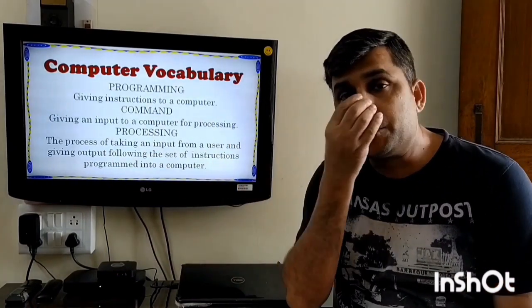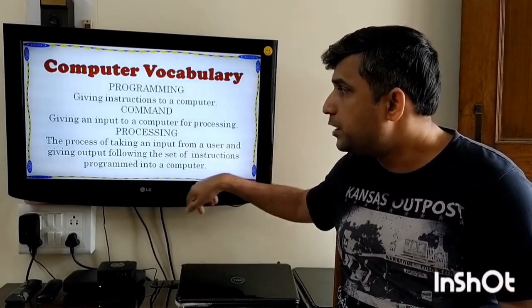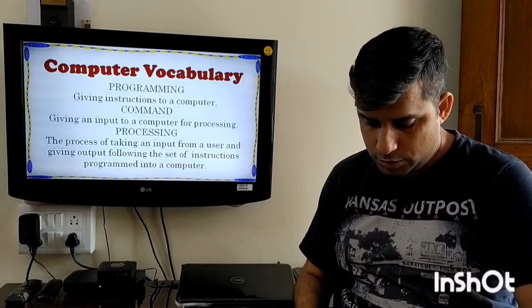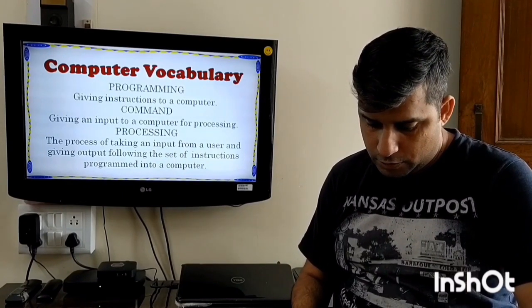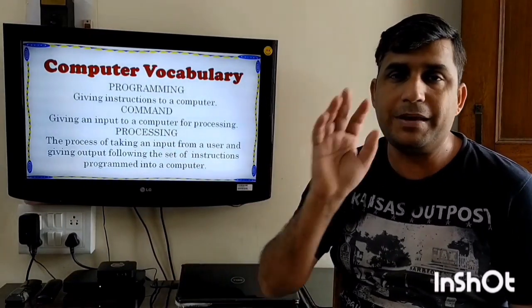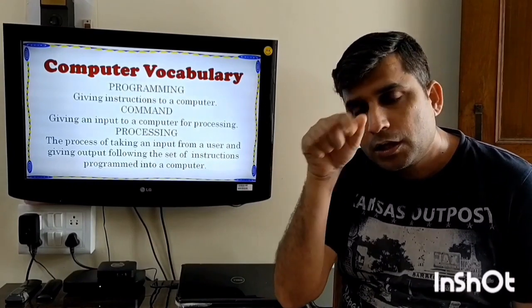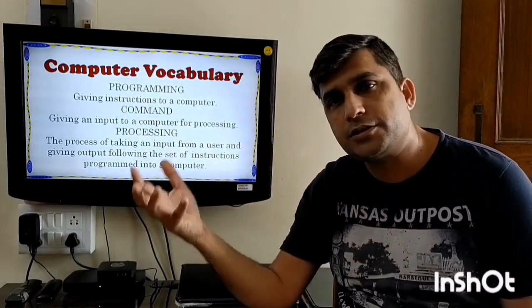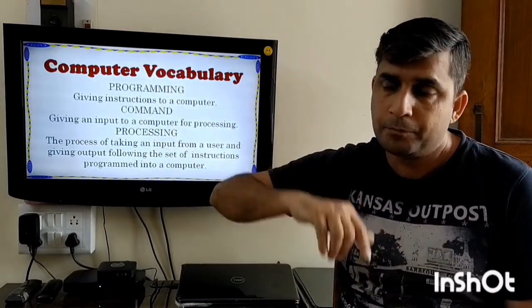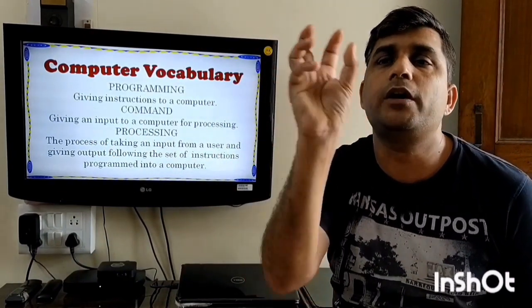The third one that we're talking about is processing. Now understand this. The process of taking an input from a user and giving output, following a set of instructions programmed into a computer, is known as processing. Basically, you give something to the computer and you tell it, give me a solution. The computer does the calculations, computations, etc. How does it do it? Because it has been taught earlier how to do it. And it tries to figure out a logical conclusion and gives you an output.